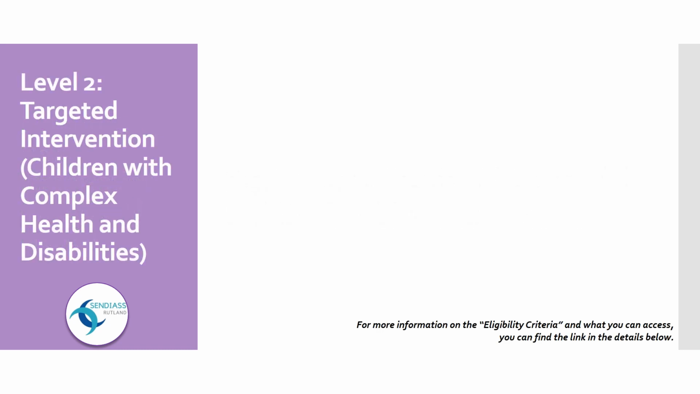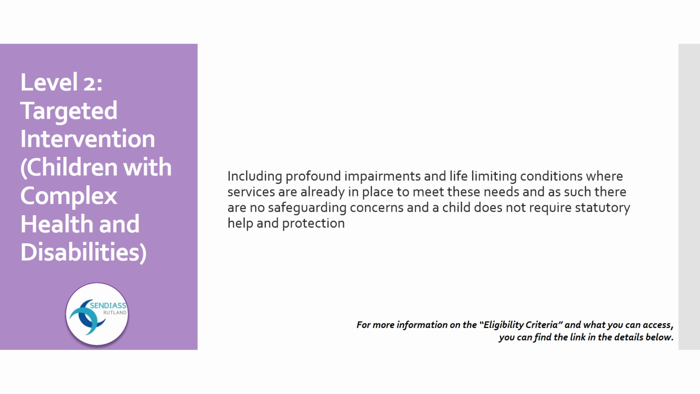Level 2, targeted intervention, children with complex health and disabilities, including profound impairments and life-limiting conditions where services are already in place to meet these needs, and as such, there are no safeguarding concerns and a child does not require statutory help and protection. For more information on the eligibility criteria and what you can access, you can find the link in the details below.